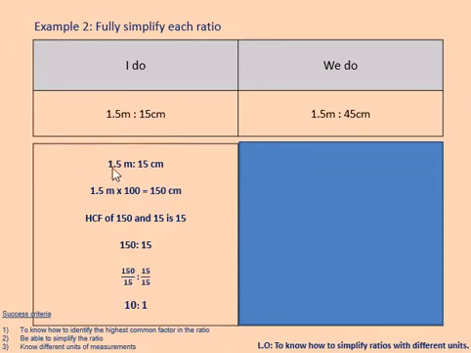So 1.5 meters, well, 100 centimeters in a meter. So that's going to go to 150 centimeters, okay? So now we've got 150 centimeters to 15 centimeters. Find the highest common factor, which is 15. 15s into 150 is 10. 15s into 15 is 1. So it goes to 10 to 1. Please copy that down and then pause the video while you try the we do yourself.